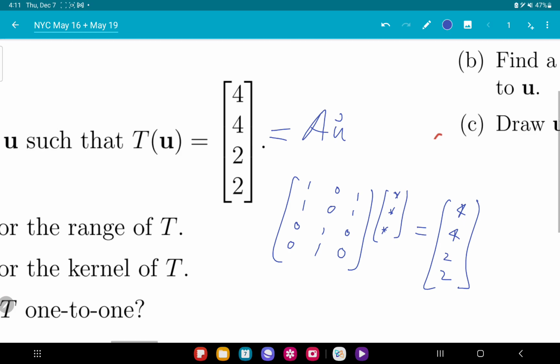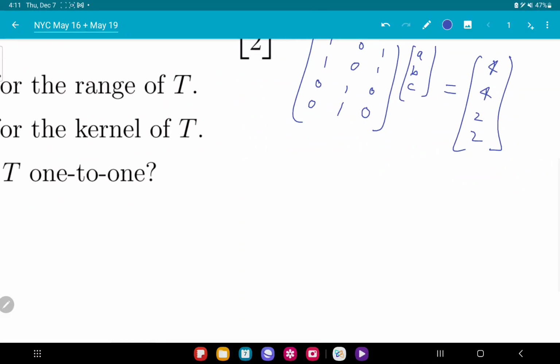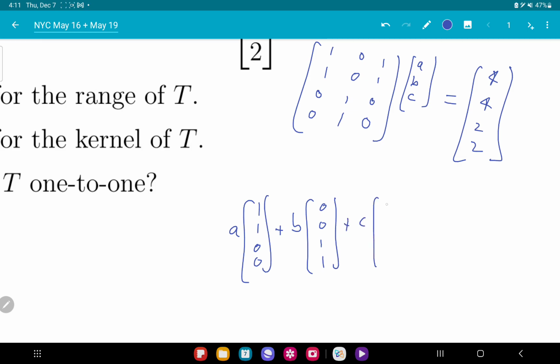So what's another way to look at this? Well, let's put some variables in here. We'll say this is A, B, C. What it tells me is that A times that first column plus B times the second column plus C times the last column is 4, 4, 2, 2.